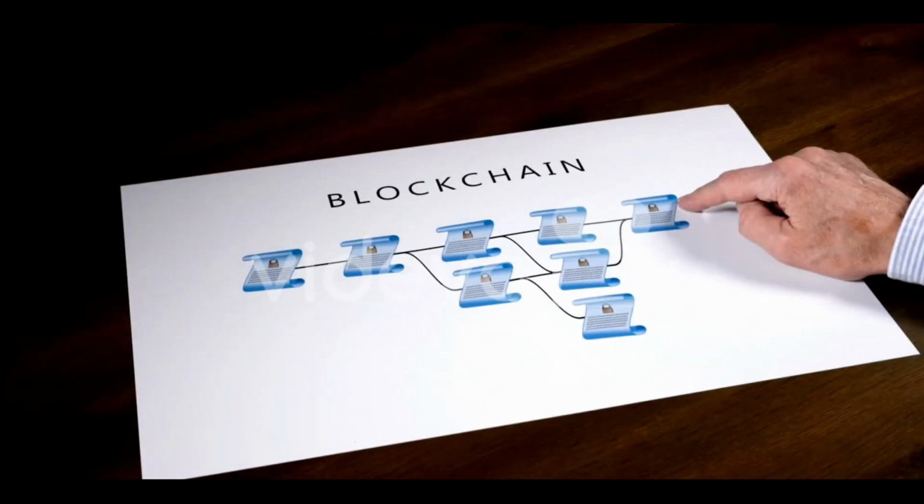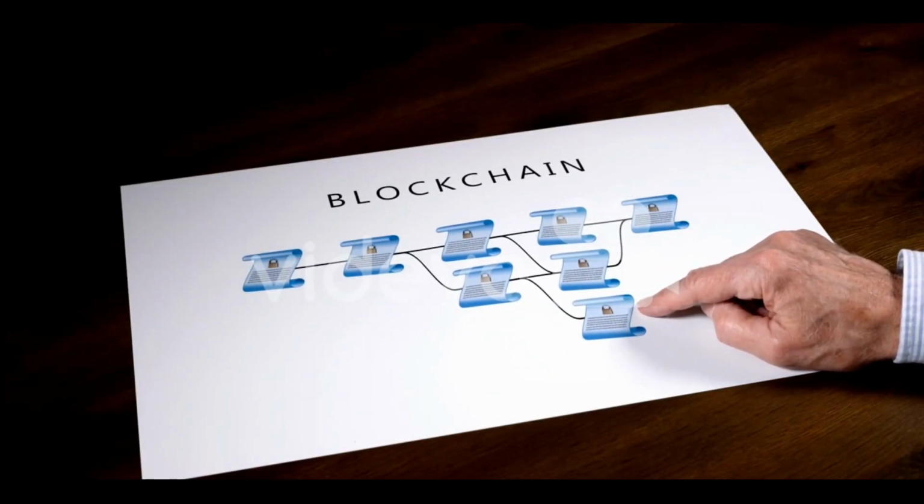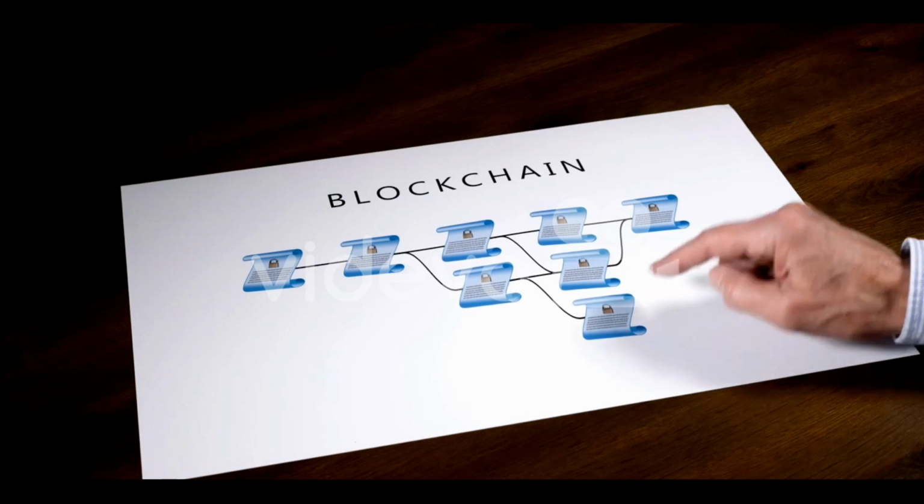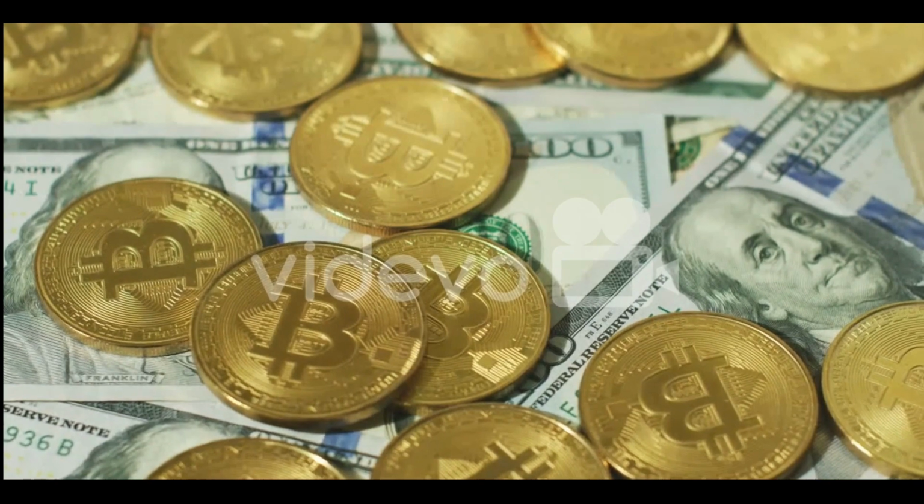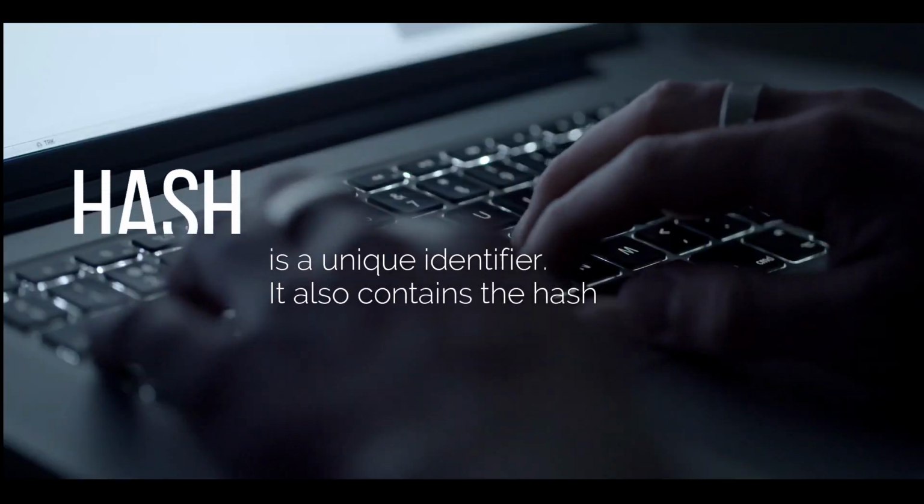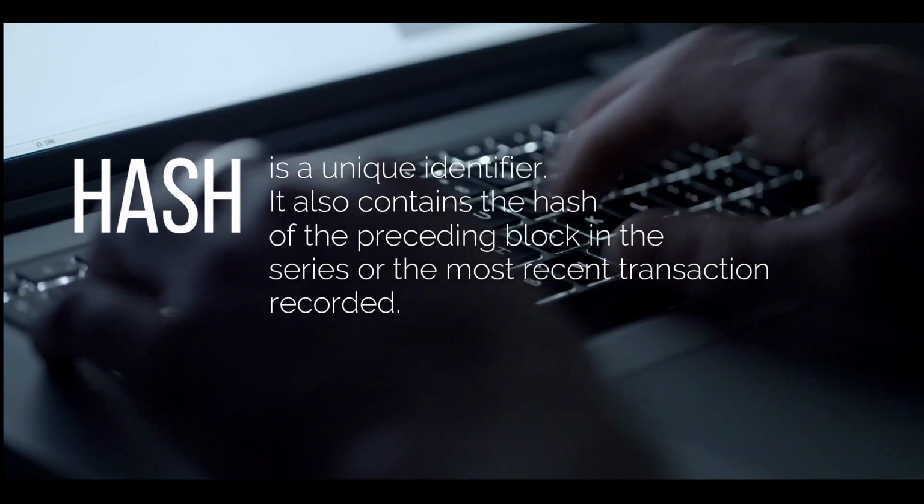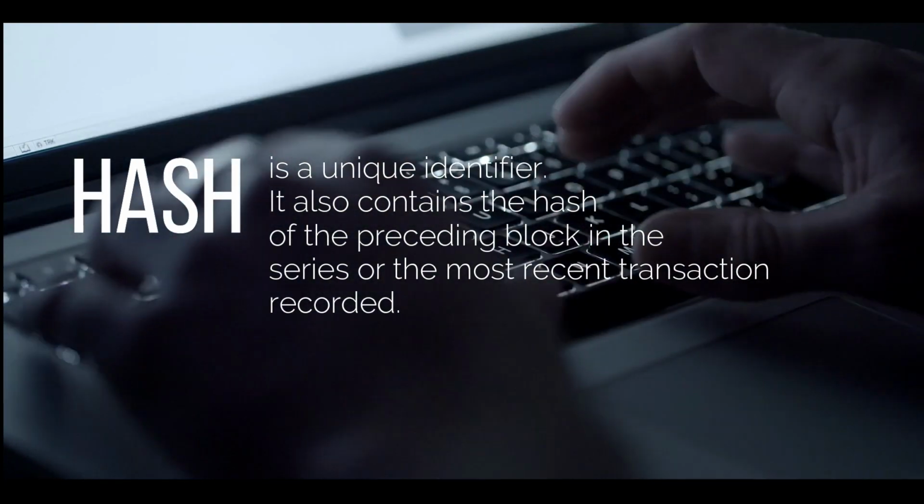As a result, each time I buy something with the use of Bitcoin, it's recorded as a block. The transaction data is contained in each block. These data include who was paid and how much, and also a hash. This hash is a unique identifier. It also contains the hash of the preceding block in the series, or the most recent transaction recorded.